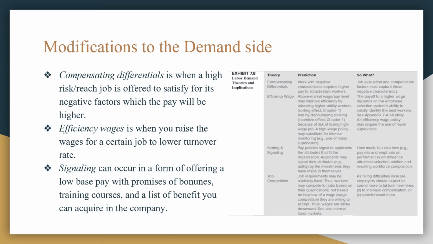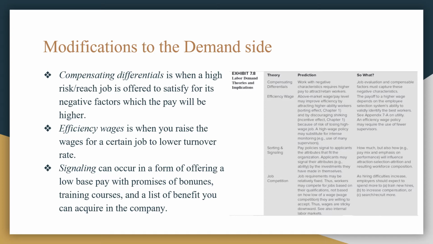Efficiency wages is when you raise the wages for a certain job to lower turnover. Companies will raise the wages for a position so that their employees won't leave. This has helped the turnover rate, but it's only successful if the company has a budget that can sufficiently afford this kind of rate.